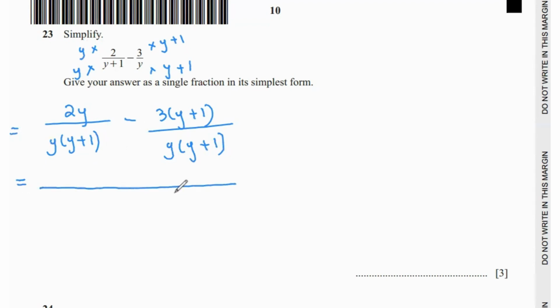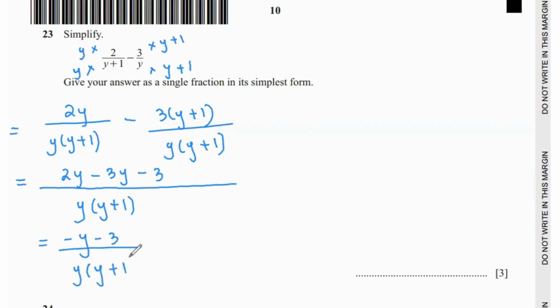So we can rewrite this as a single fraction with denominator y times y plus 1. And the numerator would be 2y minus 3y minus 3. So 2y minus 3y is negative y. Negative y minus 3 over y times y plus 1. And that is your answer in its simplest form.